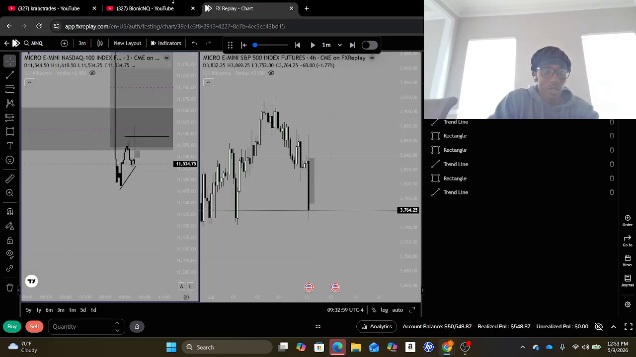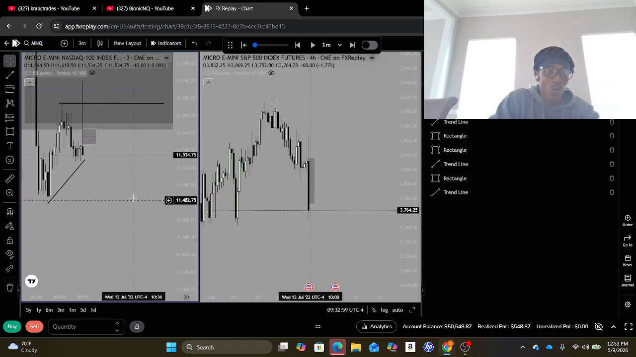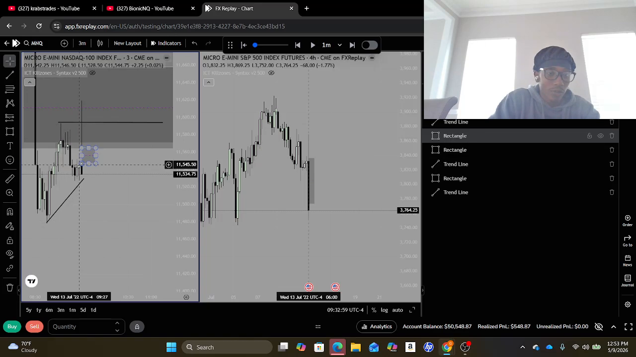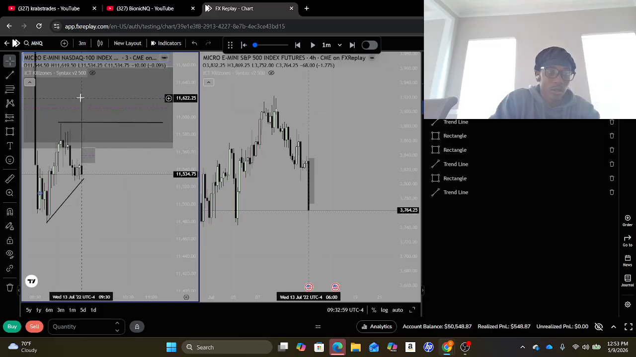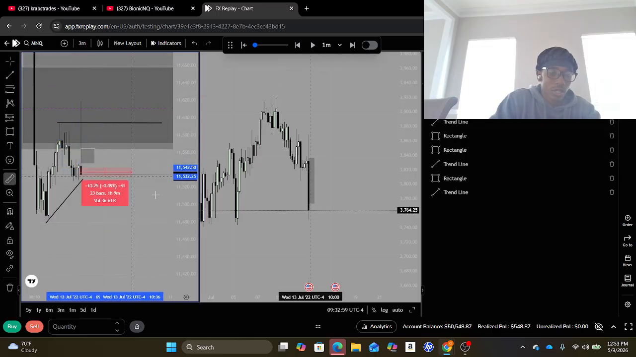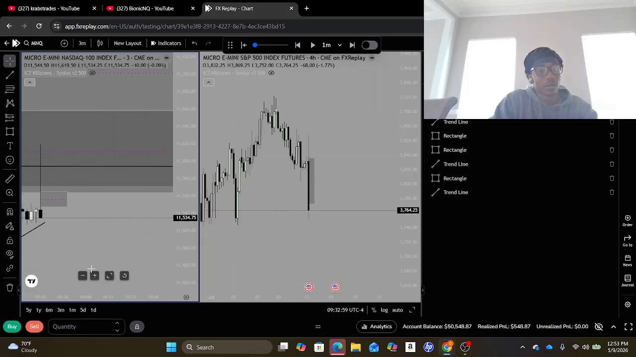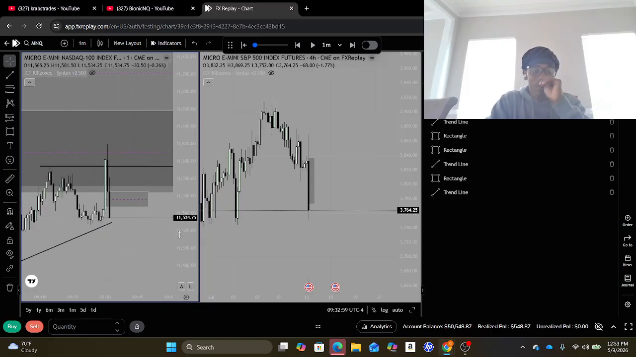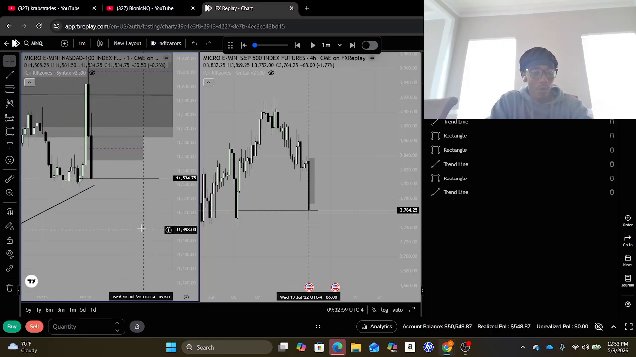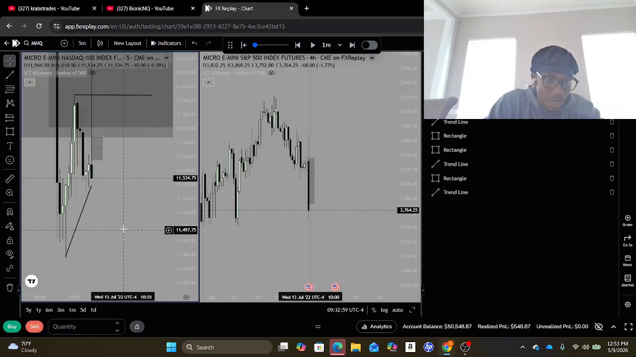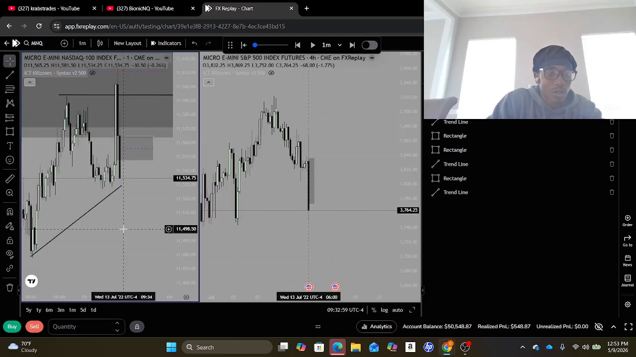Look at the way price reacted. Look at this wick. First off, how many points is this? Hold on. Bro, why is this not working? Yeah, it's almost an 80-point wick. That's just a sign that price does not want to trade higher.